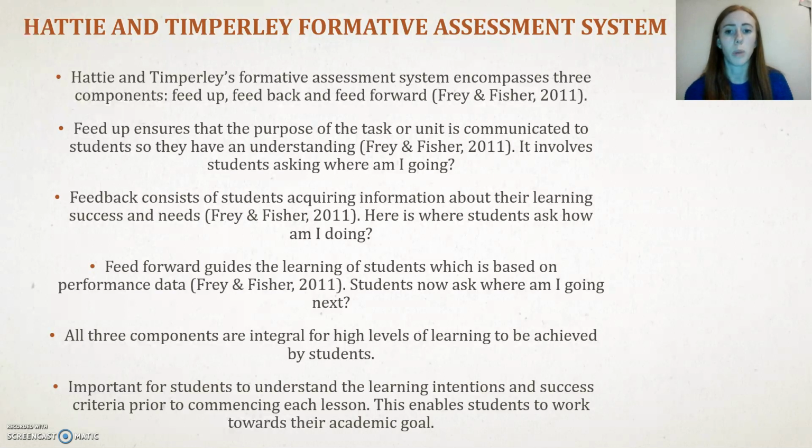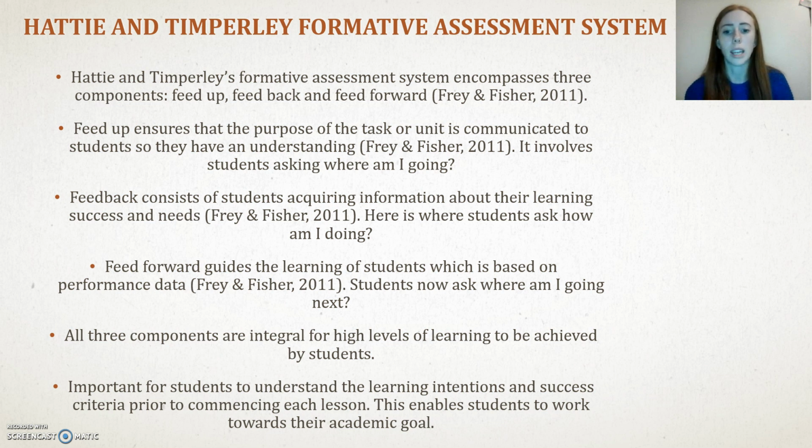Feed up ensures that the purpose of the task or unit is communicated to students so they have an understanding. It involves students asking, "Where am I going?" Feedback consists of students acquiring information about their learning success and needs. Here is where students ask, "How am I doing?" Feed forward guides the learning of students, which is based on performance data. Students now ask, "Where am I going next?"